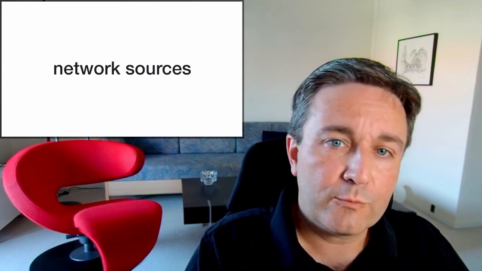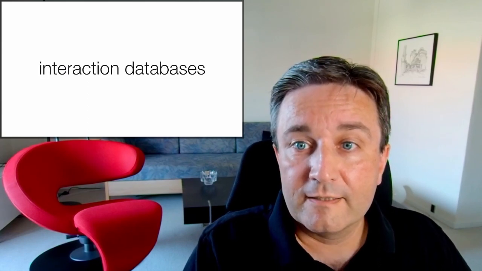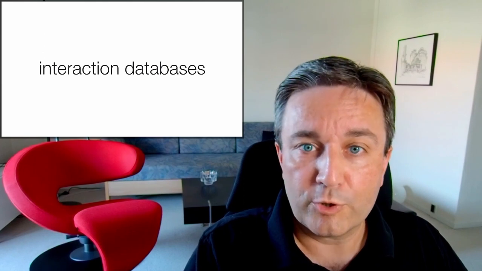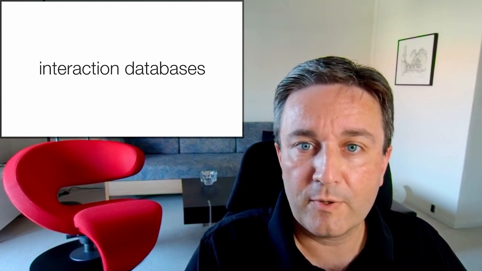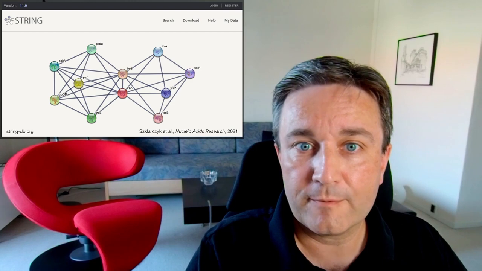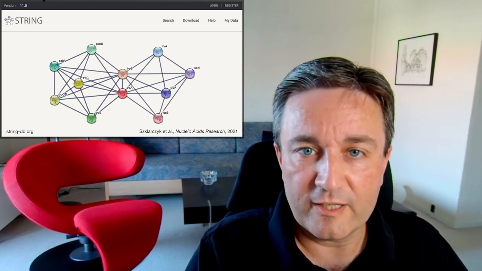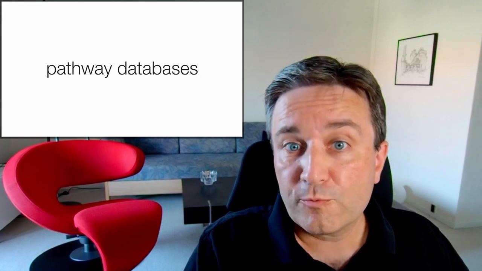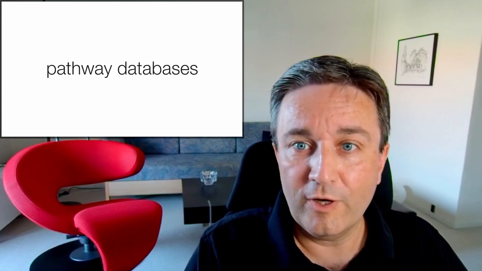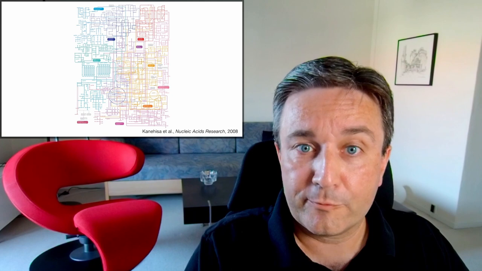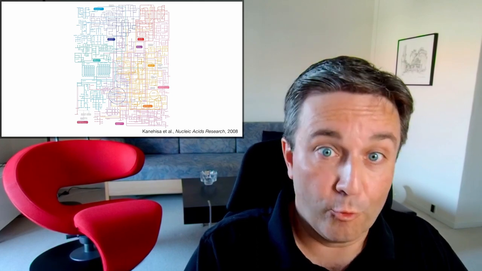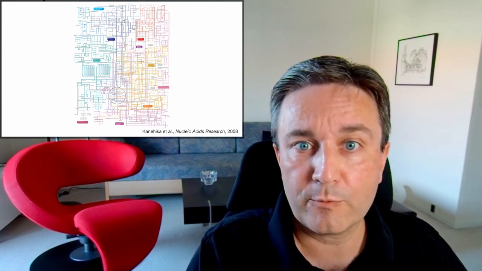Of course, to work with networks, you have to first get networks from somewhere. And there are many different sources of networks that you can explore. It can be interaction databases, so protein interaction databases, for example. One of these is the STRING database, which I will cover in another presentation. But there are many alternatives as well. You can go to pathway databases and pull out metabolic pathways, for example. Even though they are typically drawn in a different way, they can be thought of as networks.